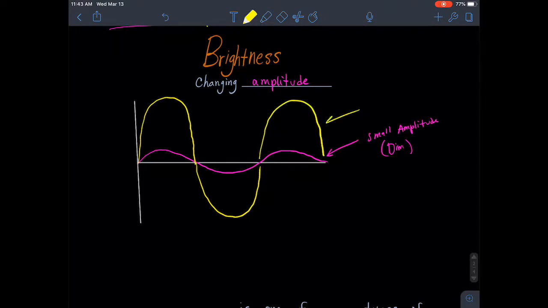But if I increase the amplitude, I now have a large or a high amplitude. And this is going to be very bright. Not a fan of that in the morning, that's for sure. So brightness is just simply changing the amplitude.